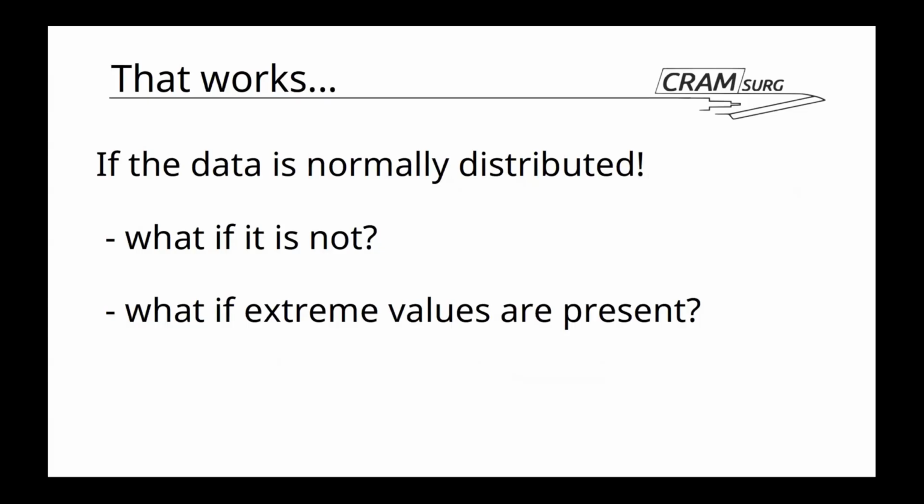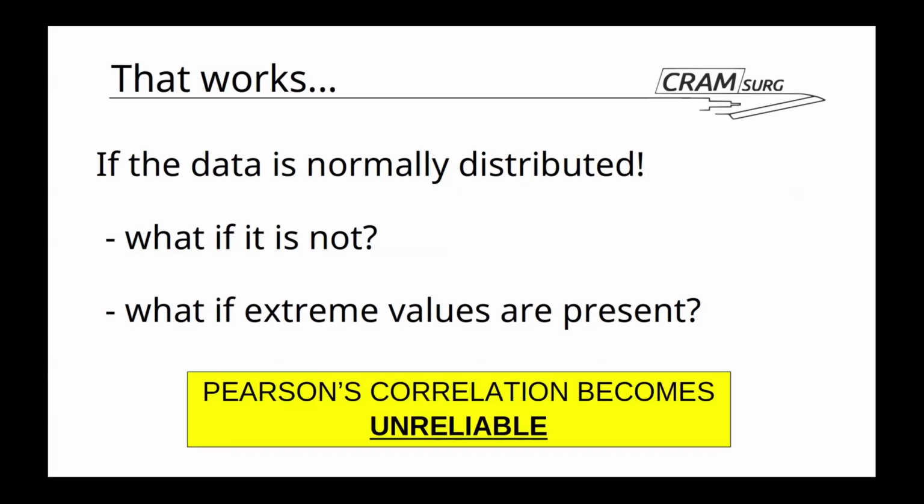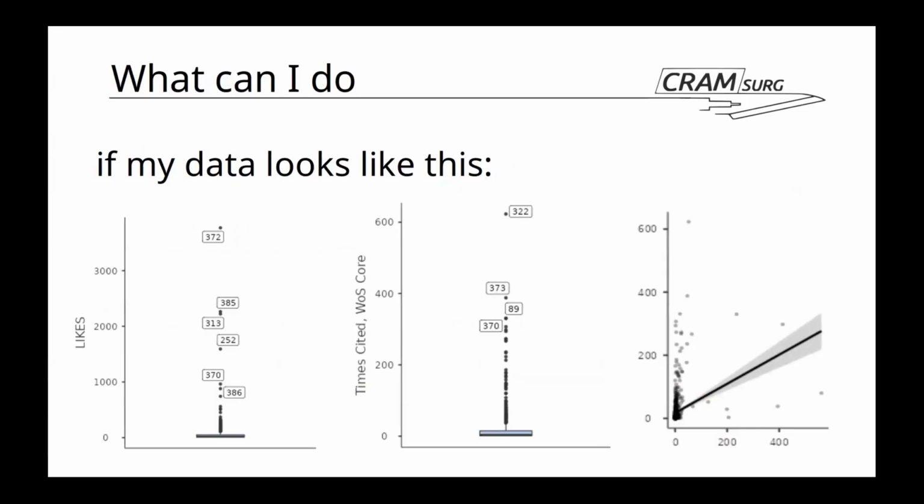So what do you do if it isn't? And what if extreme values are present? Now, this is not uncommon. It is very common. And in this case, Pearson correlation becomes fairly unreliable. So basically, when you look at your data and start glancing at some charts, you very quickly realize that instead of looking nicely normally distributed without outliers, it actually looks like this.